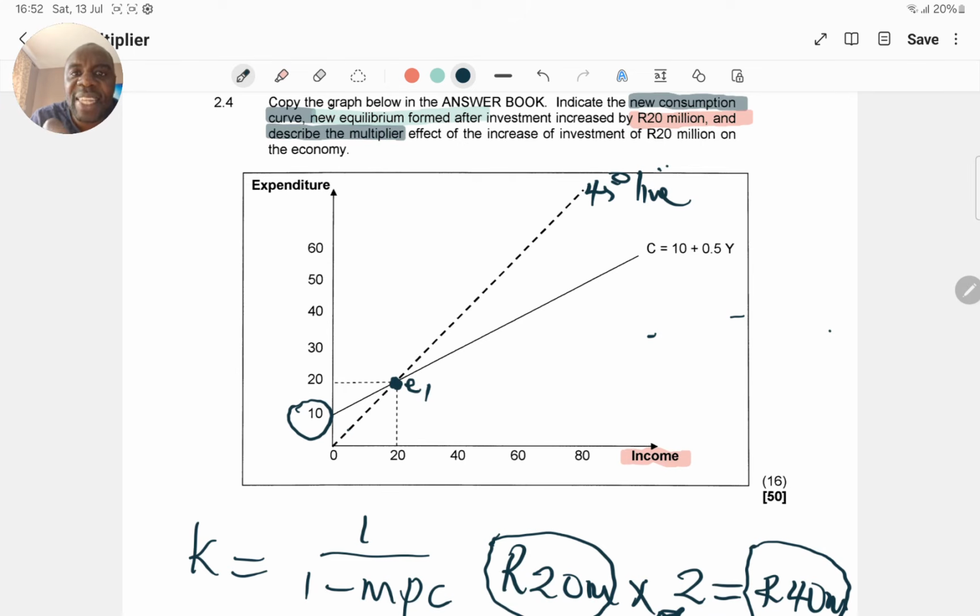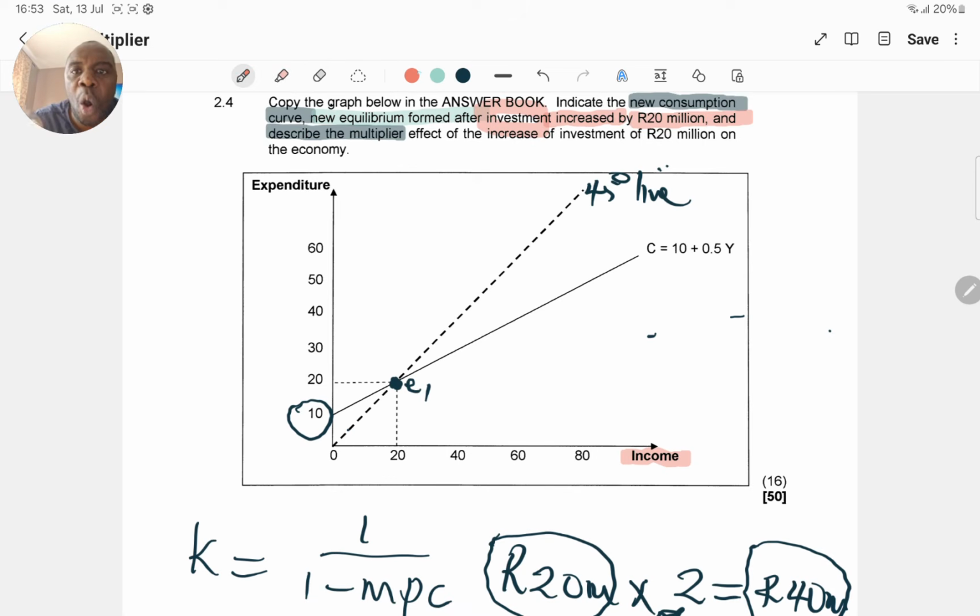Then we are told that investment increased. There's a keyword there: investment increased by 20 million. There is the word. So we are going to take our investment as our expenditure. We spent 20 million in investment. We want to see how much we are going to generate. So we are going to increase our expenditure by 20 million.